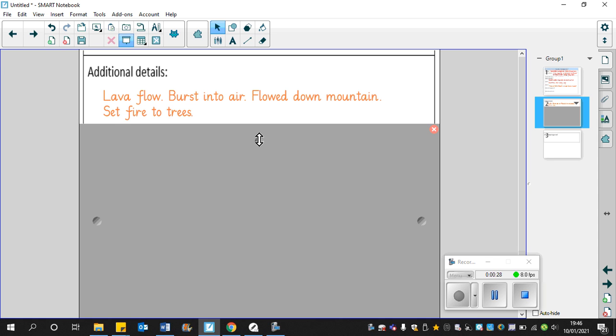Now, if you remember, the lava is the hot molten rock which comes out of the mountain. It is so incredibly hot. It is hotter than anything you've probably ever seen before. So we're going to talk about the lava flow.